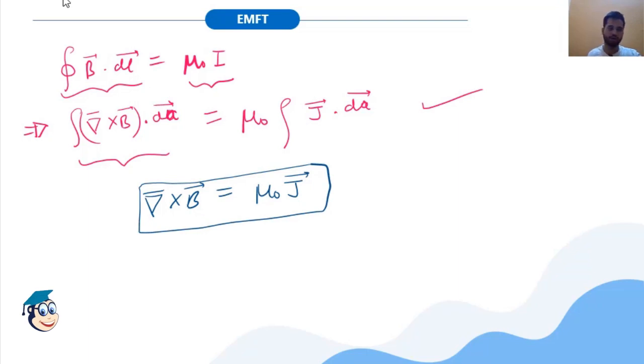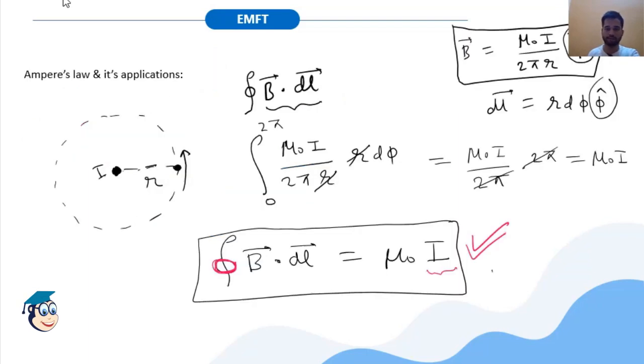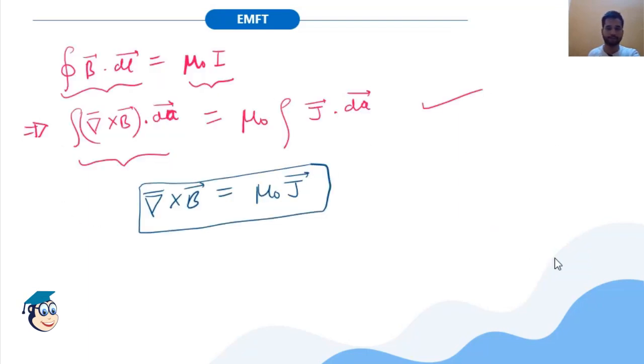Now we know both forms. This is the integral form of Ampere's law, and this is the differential form of Ampere's law. We will use these forms in different scenarios. Let us see an example to understand how to use Ampere's law and what its application is.